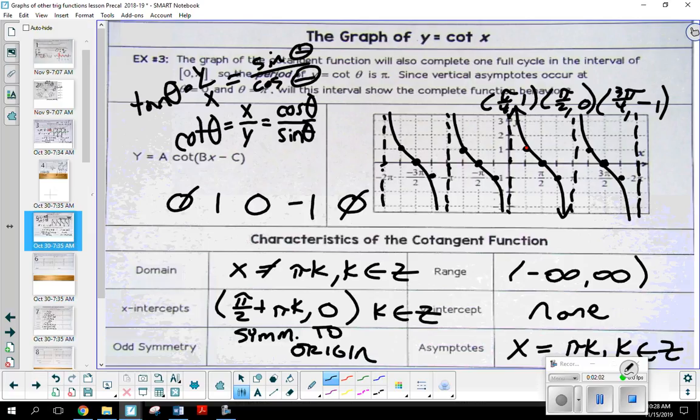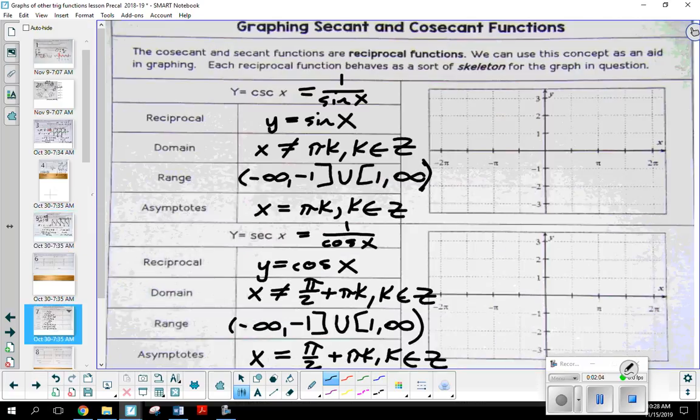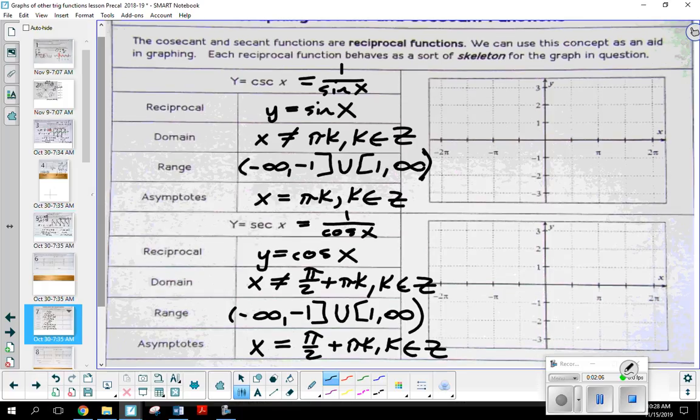All right, so let's talk about secant and cosecant. Like every other graph, we've got some characteristics. I'll let you copy those down very quickly. Remember, on several of these, we're referring to a value k. K is just an integer. That refers to your positive counting numbers, their opposites, and 0. Okay, an integer is not recognized as a decimal or a fraction.